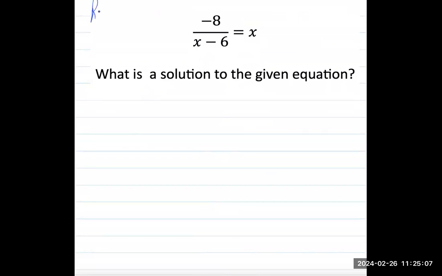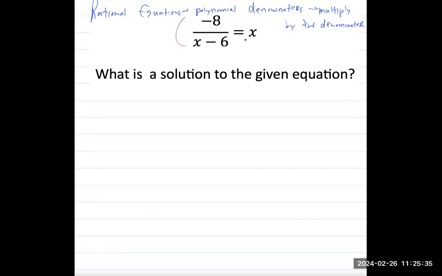Here we have a rational equation. Rational equations have unwanted denominators, polynomial denominators, and they're not too bad. What you've got to do for rational equations is multiply by the unwanted denominators. So here we're going to multiply both sides by x minus 6.